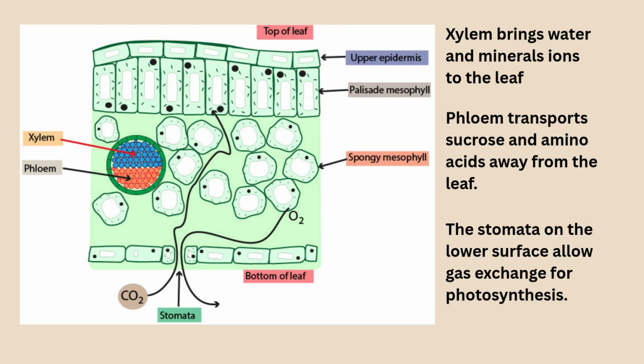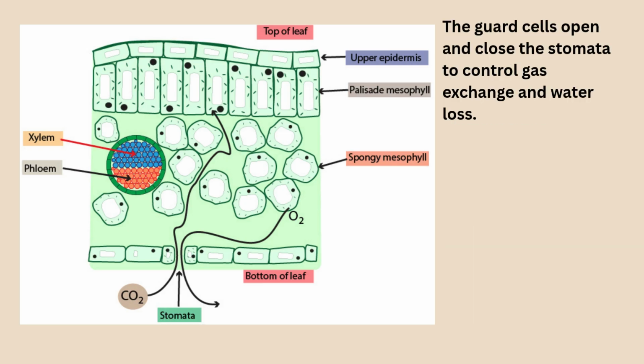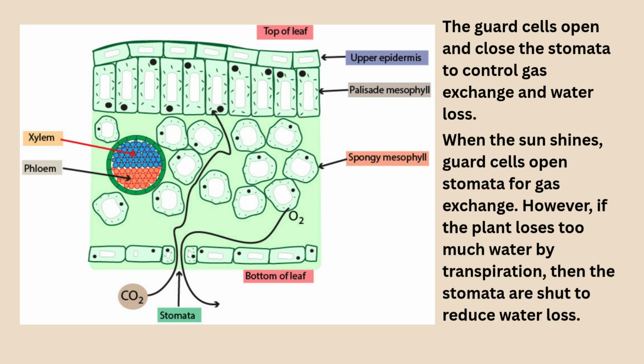The stomata on the lower surface allow gas exchange for photosynthesis. The guard cells open and close the stomata to control gas exchange and water loss. When the sun shines, guard cells open the stomata for gas exchange. However, if the plant loses too much water by transpiration, then the stomata are shut to reduce water loss.